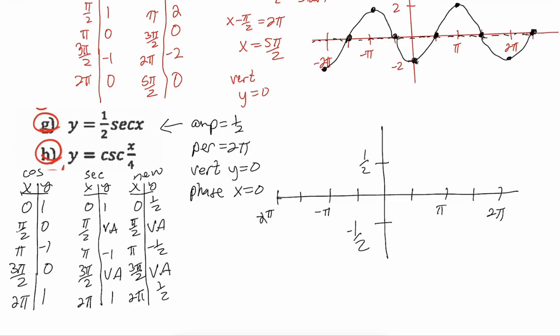So I've made some graph paper if you want to take a second and make your graph paper. I've just counted by pi over 2s, which is pretty common. And then I've gone up 1/2 and down 1/2.